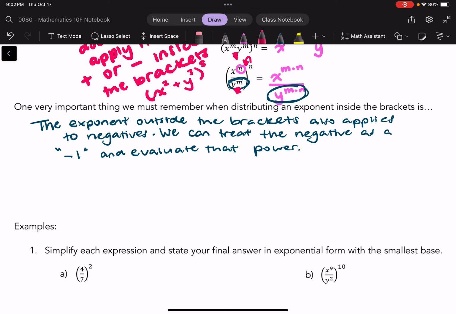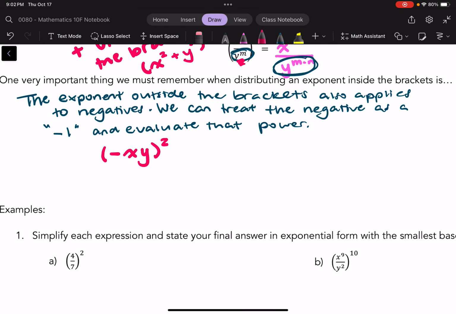And I'm going to make up an example: what if I had (-xy) all to the power of 2? How would we apply this law to what we're about to do? Now I'm going to do this in 2 ways. Way number 1 is that I'm going to write this out as repeated multiplication and simplify it. Way number 2 is I'm going to use the shortcut of the exponent law to show you that we'd get the same thing.